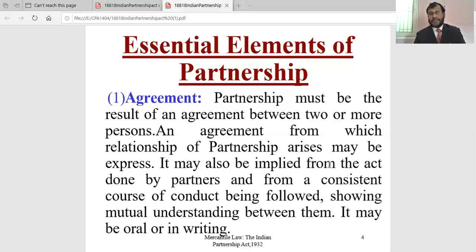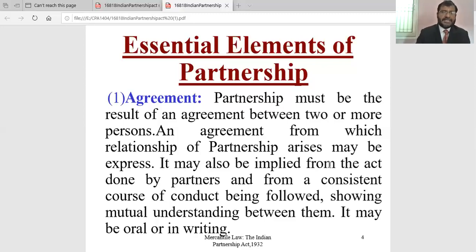And also the partnership must show the mutual understanding between them. It may be oral or in writing. The agreement may be expressed or implied. Even implied agency also may attain the status of a partnership, subject to certain conditions. We can see that in the coming slides. The agreement may be oral also, or it can be in writing also.